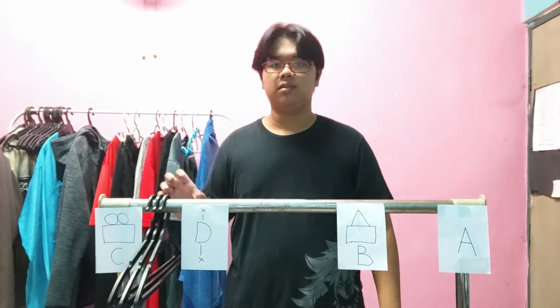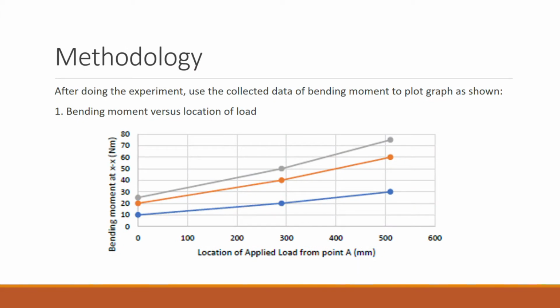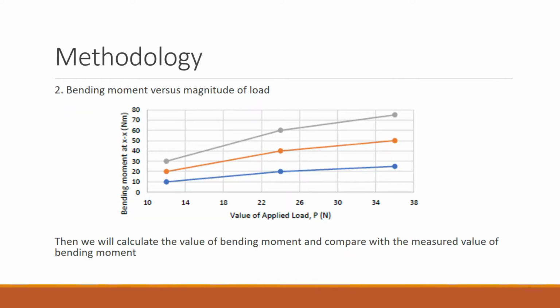The method is, after doing the experiment, we use the collected data of bending moment to plot graph as shown, which is bending moment versus location of load and bending moment versus magnitude of load. Then we will calculate the value of bending moment using equations and compare the measured value of bending moment.